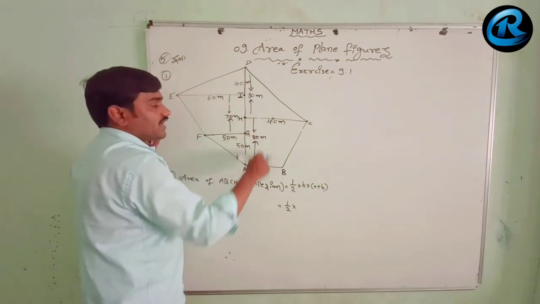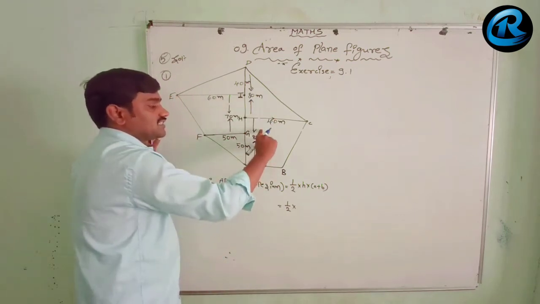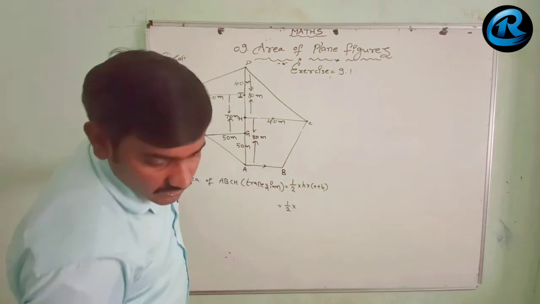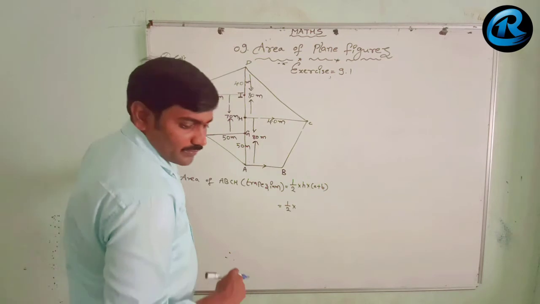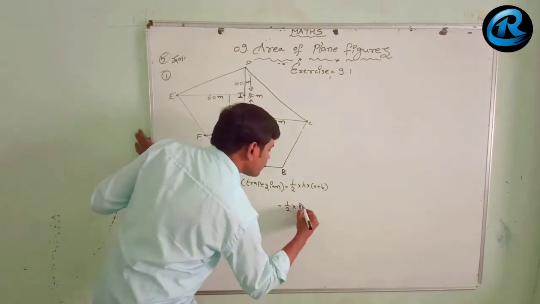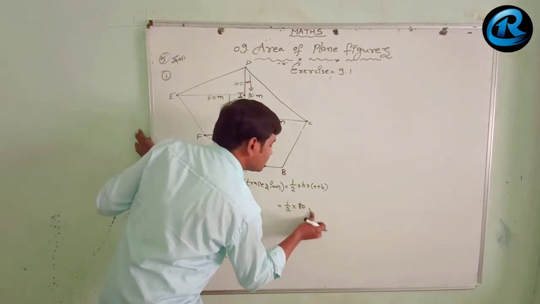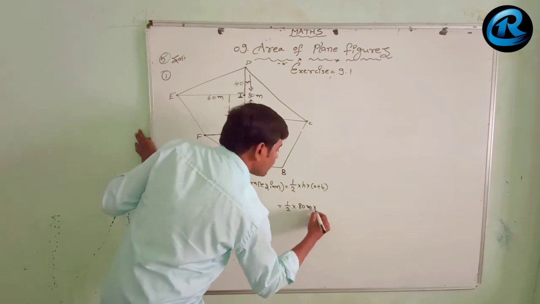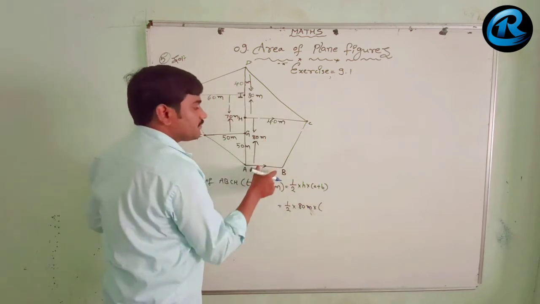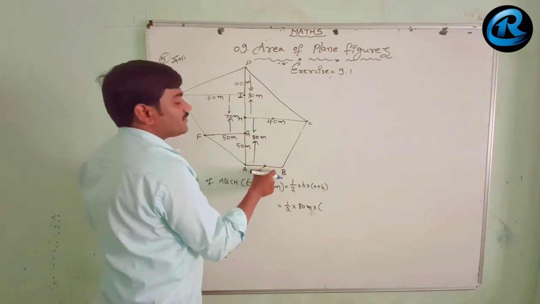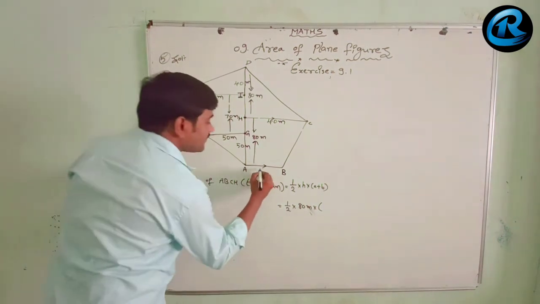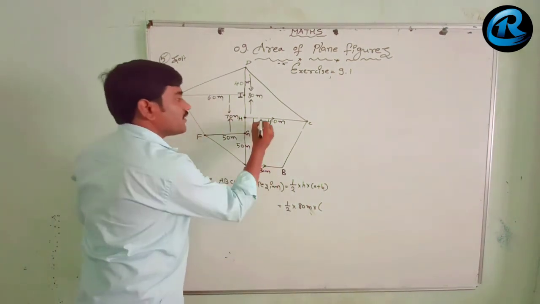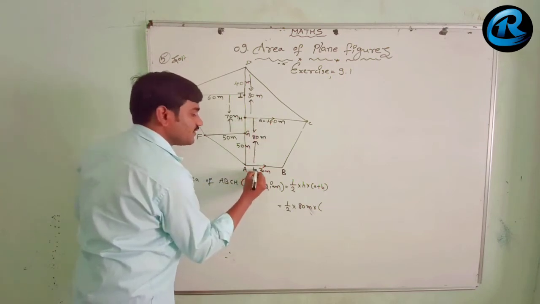So 1 by 2 into H. H in the sense the distance between two parallel sides, that is 80. The distance between two parallel sides is 80. So we go for here 80 meters into A plus B. Okay, here what will be the B, children? Let us see what is the B. The B is here 30 meters, children.